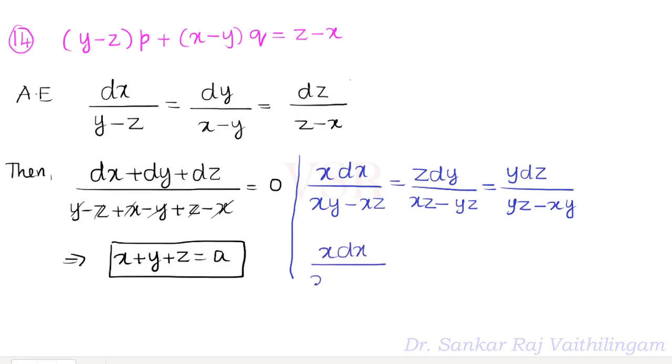அப்ப உங்களுக்கு இப்படி கிடைச்சோம், that is x dx divided by what we have, this is xy minus xz, which is equal to... இது ரெண்டையும் நான் கூட்டுறேன், கூட்டினோம் என்ன கிடைக்கும், z dy plus y dz divided by... இது ரெண்டு கூட்டினோம்னா இதுவும் இதுவும் இதுவும் அடிபட்டு போயிடும், அப்போ எனக்கு இது மட்டும்தான் இருக்கும்.